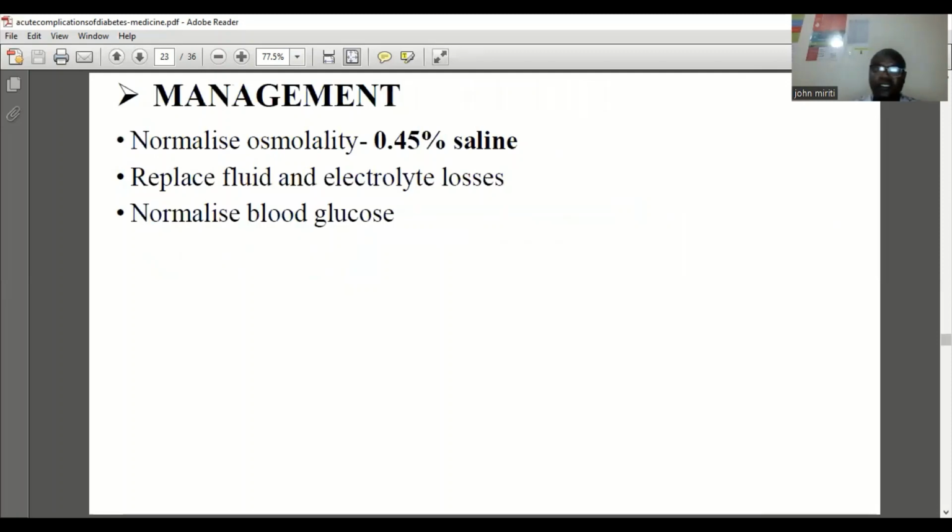So how do you manage this type of patient? You give normal saline of 0.45. In this case you can see that we are not giving 0.9, we are giving 0.45% saline, and then you replace the fluid and electrolyte loss, and you also normalize the blood sugars by giving insulin.